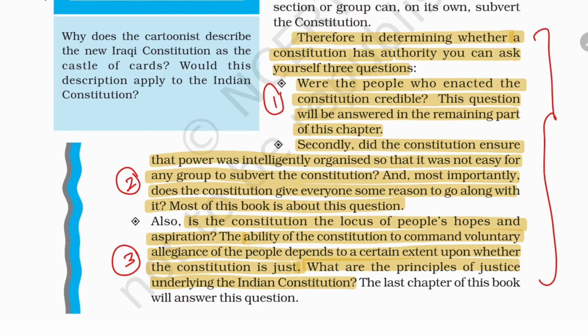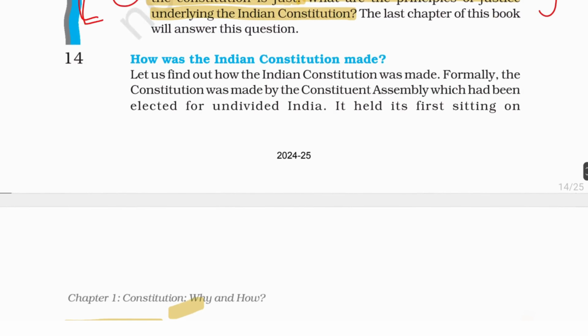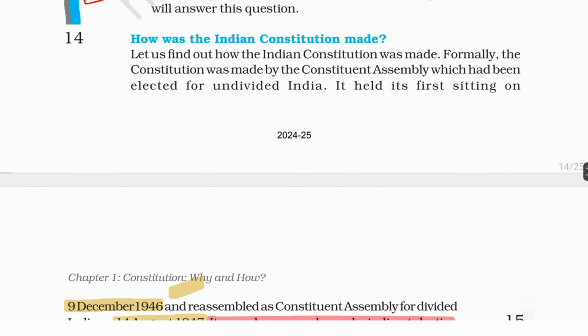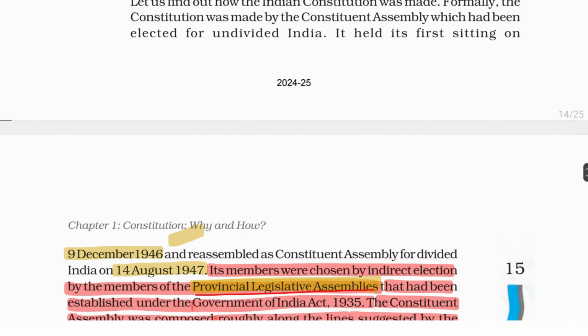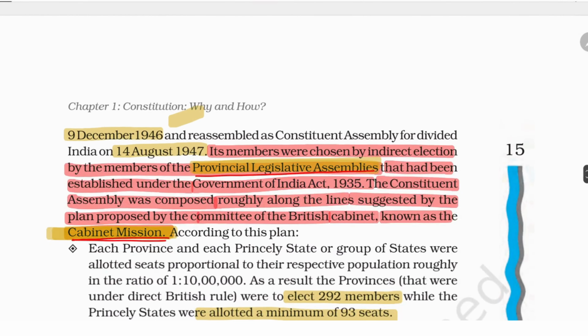This is an important thing to remember to analyze any part of the constitution wherever you will read further in polity or any of the NCERT books. Please mark them. Moving forward, how was the Indian Constitution made? Let us find out. Formally, the Constitution was made by the Constituent Assembly, which had been elected for undivided India. It held its first sitting on December 9, 1946.